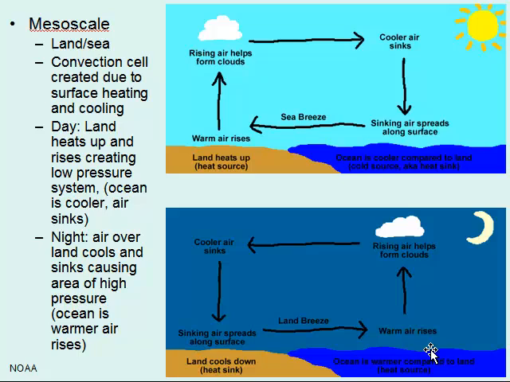Because the oceans have higher heat capacity, they stay warmer longer. So we have a low pressure that develops over the ocean, air rises, and then sinks over the cooler land surface, and we get this opposite flow pattern. So at night we have land breezes moving out to the ocean, and during the day we have sea breezes coming in towards the land.